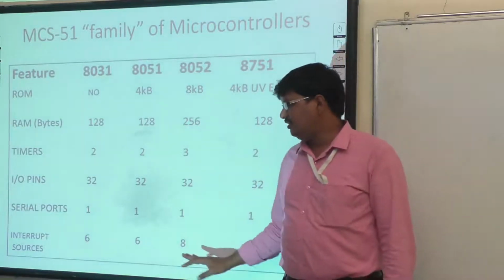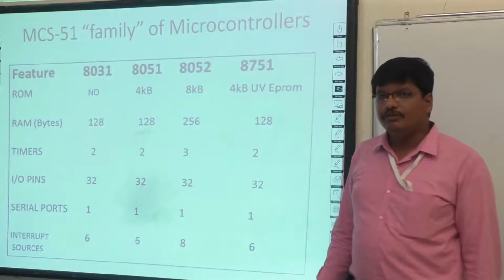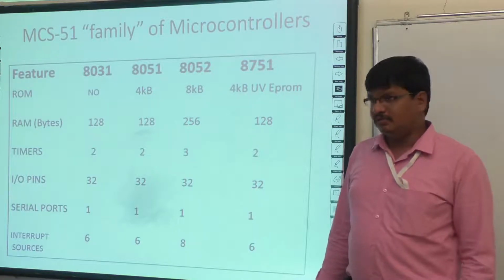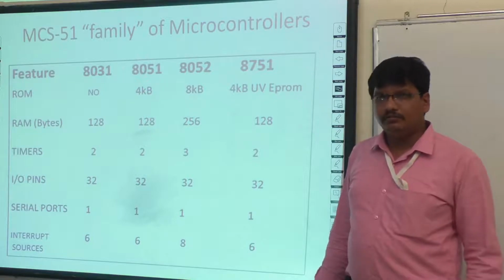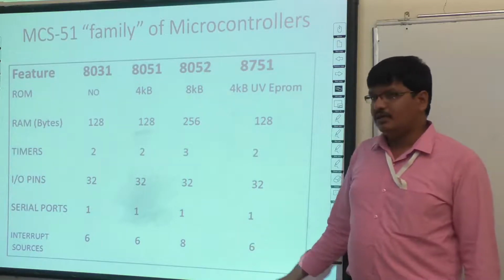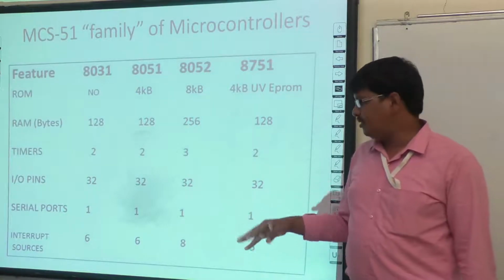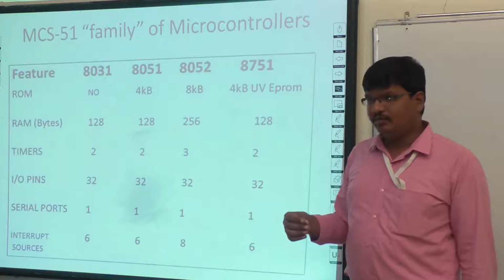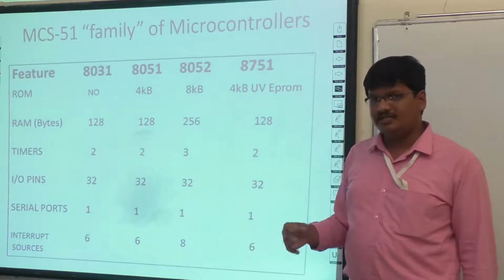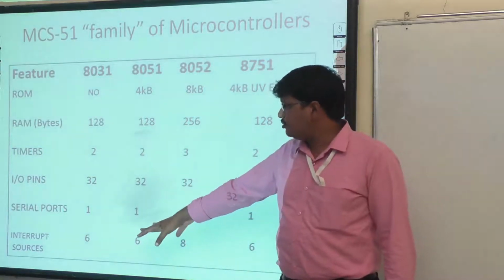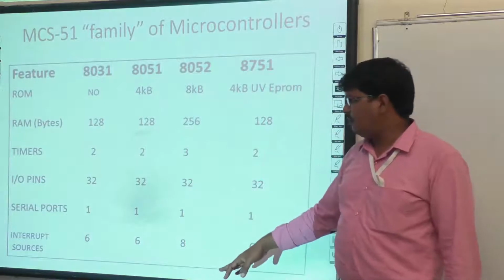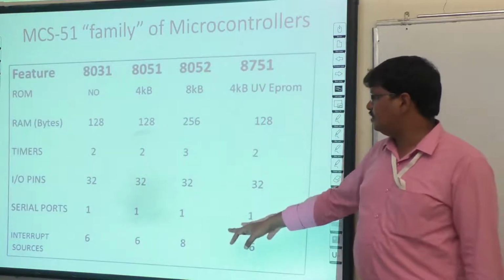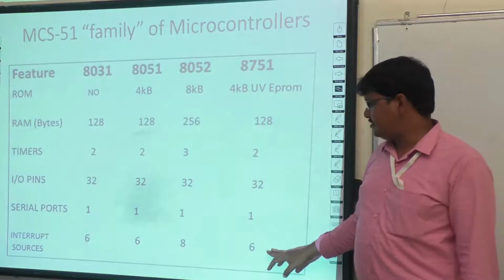Coming to the interrupt source. Interrupt circuits are responsible for generating the interrupts. What is an interrupt? Interrupts are used to suspend the main program and switch to a subprogram, run the subprogram, then return back to the main program. So this interrupt will help to generate certain events and manage certain events. You can see the interrupt sources available in various microcontroller families. That is 6 for 8031, 6 for 8051, 8052 has 8 and 8751 has 6.